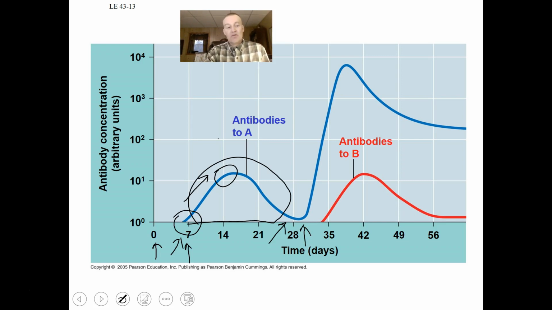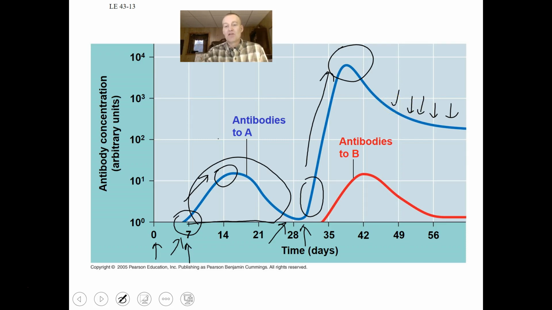So those memory cells will clone themselves really quickly, become plasma cells, and you have a no delay response at producing logarithmic levels of antibodies, huge quantities. And they go up really, really rapidly, and they stay elevated for long periods of time, so that if you're re-exposed to that particular antigen, you continue to destroy that antigen.